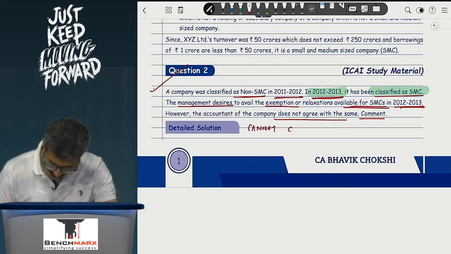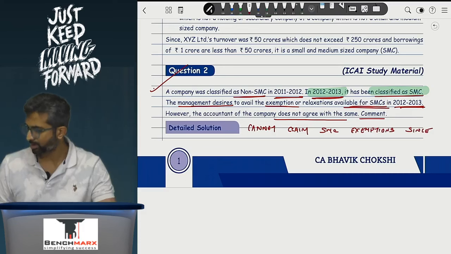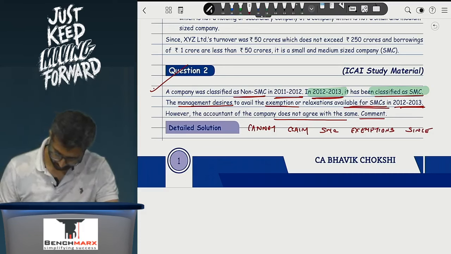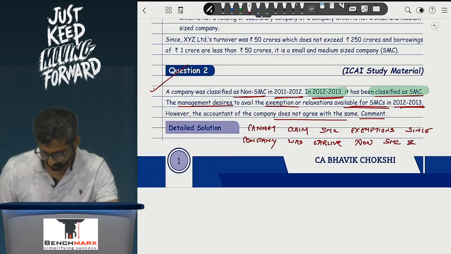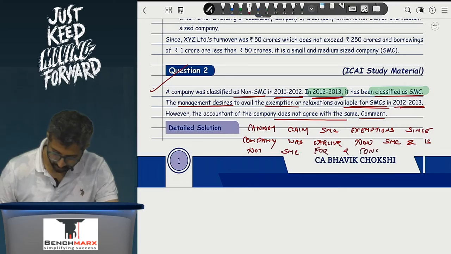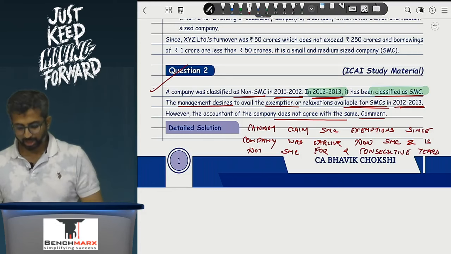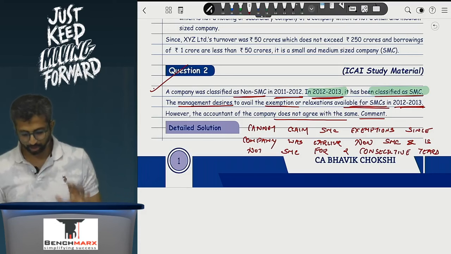Cannot claim SMC exemptions since the company was earlier a non-SMC and is not an SMC for two consecutive years. Cannot claim SMC exemption since company was earlier a non-SMC and is not an SMC for two consecutive years.